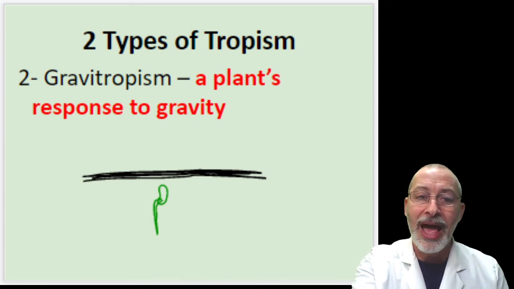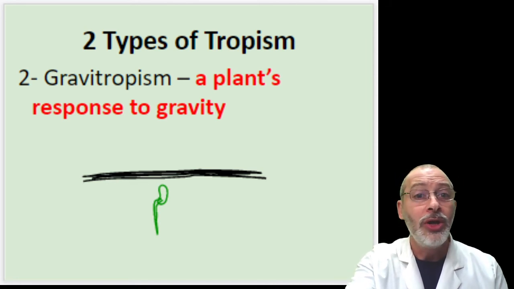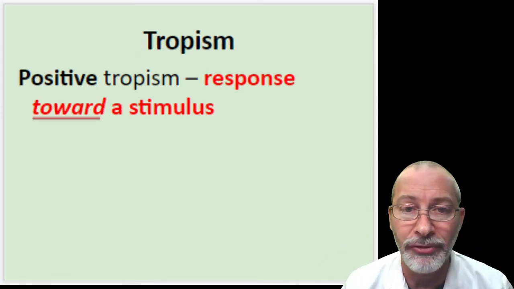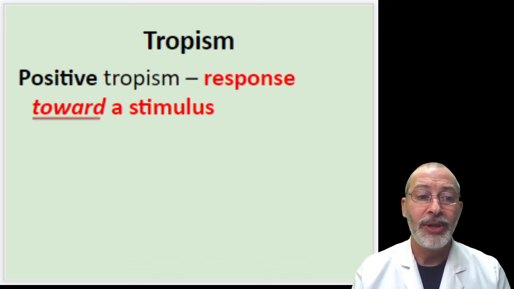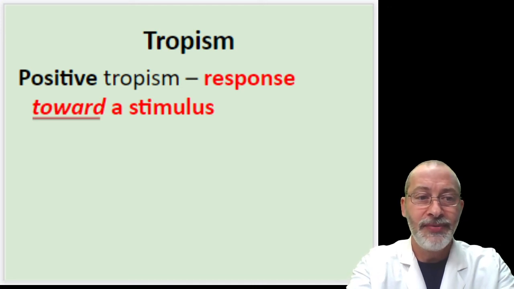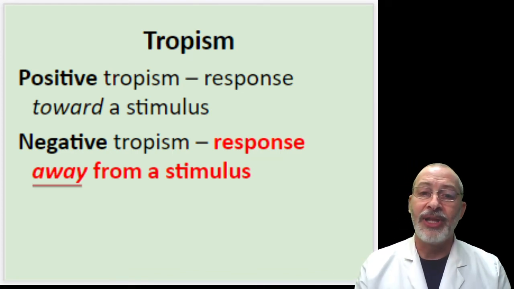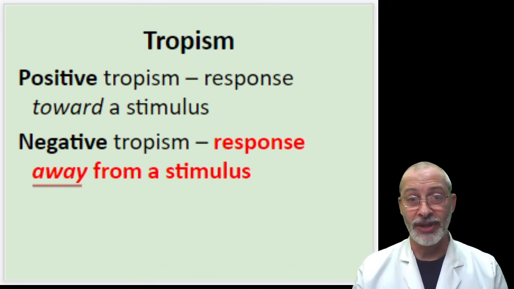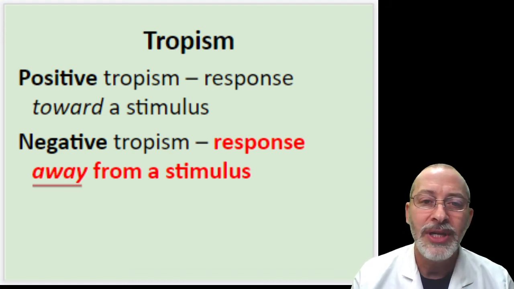Now, we can elaborate on phototropism and gravitropism a little bit more using a couple of adjectives. And the first one is positive. You see, positive tropism is a plant's response toward a stimulus, and negative tropism is a plant's response away from a stimulus. So positive is toward, negative is away.